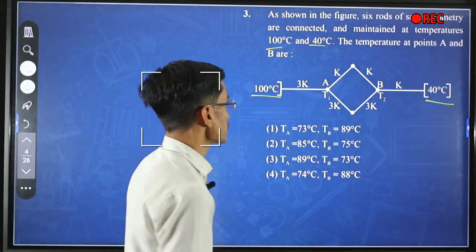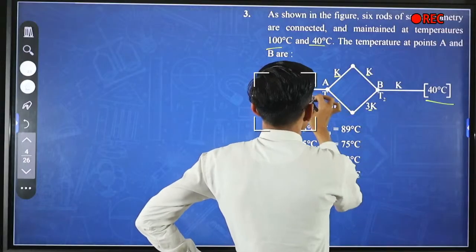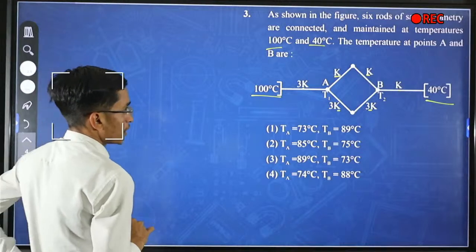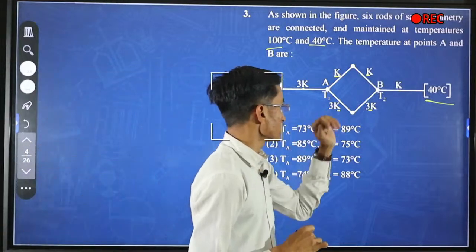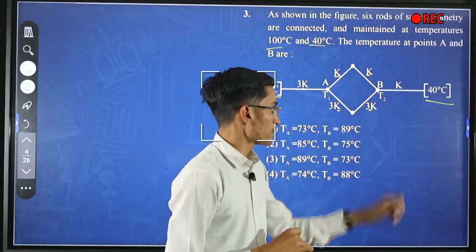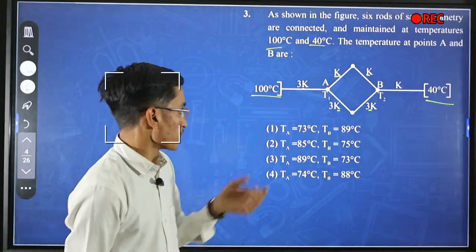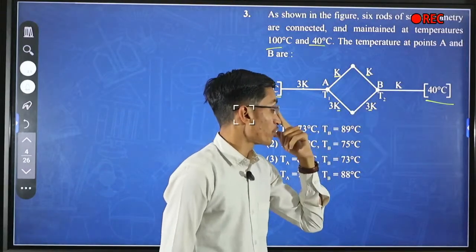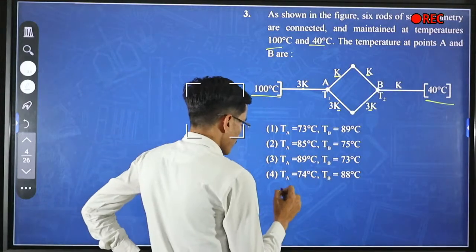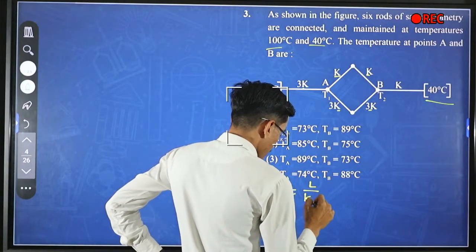The thermal properties of the metal differ. This is a question from thermal conduction. The thermal conductivities are K, 3K, 3K, and 3K. So first of all, we have to convert all these rods into the form of resistances. After finding the current in the whole circuit, we will be able to give the answer for the temperature at points A and B. So we know that resistance is equal to L upon K.